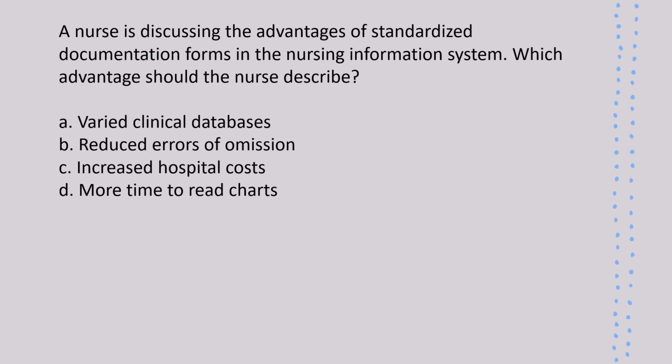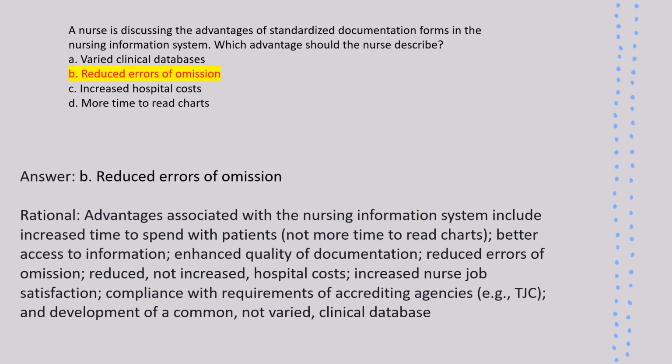A nurse is discussing the advantages of standardized documentation forms in the nursing information system. Which advantage should the nurse describe? A. Varied clinical databases. B. Reduced errors of omission. C. Increased hospital costs. D. More time to read charts. Answer B. Reduced errors of omission.